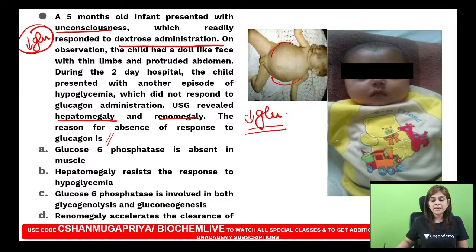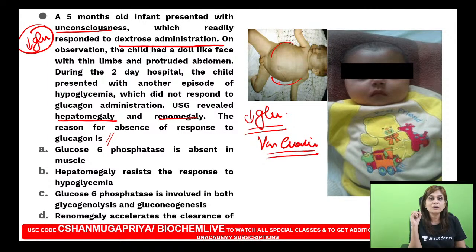So what is the answer here? First, the diagnosis here is Von Gierke's. I want you all to remember this fact. If the question says there is hypoglycemia which does not respond to counter-regulatory hormone administration, your answer should be Von Gierke's disease.